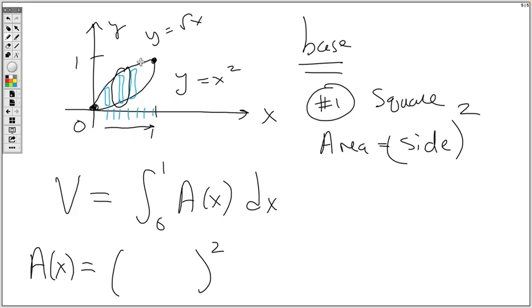And how do I figure out how tall this rectangle is? Think back to what we did yesterday. I'm going to take the top minus the bottom. What's the top curve here? Square root x. What's the bottom curve here? x squared. So that A of x represents the area of that square at position x.